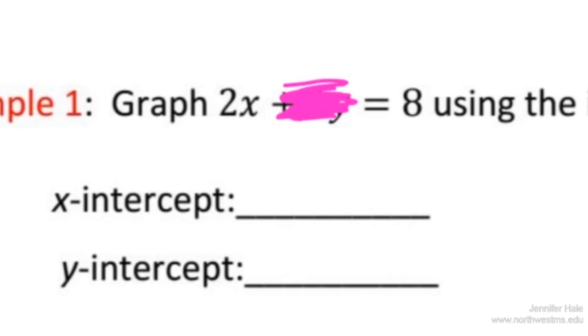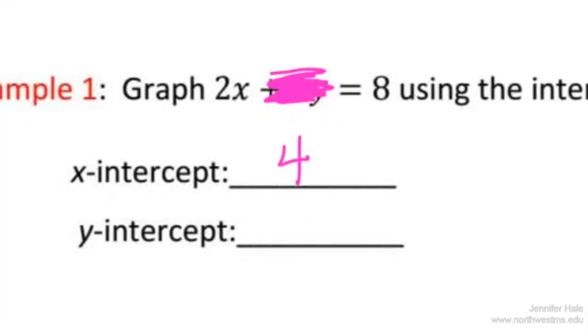Now, if you had to solve that, put your finger over the y. You've got 2x equals 8. How do you solve that? What is x equal to? 4. So x is 4. Okay, so when you want to find x, I want you to write cover up y.